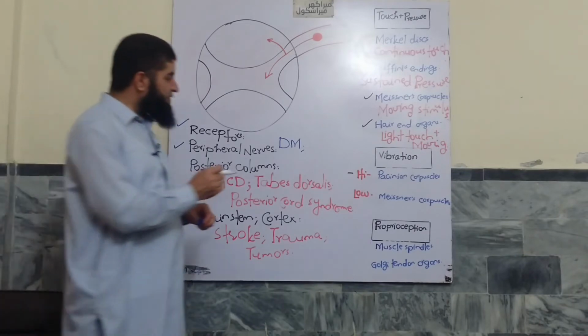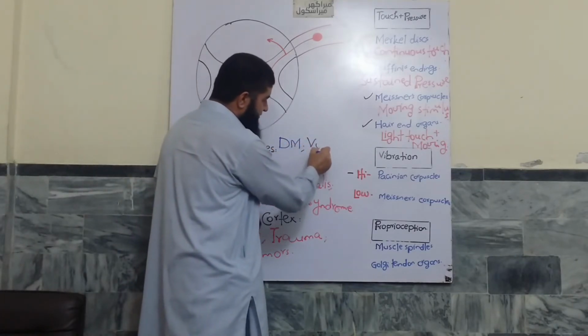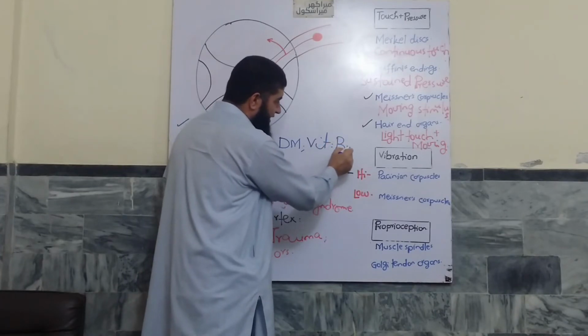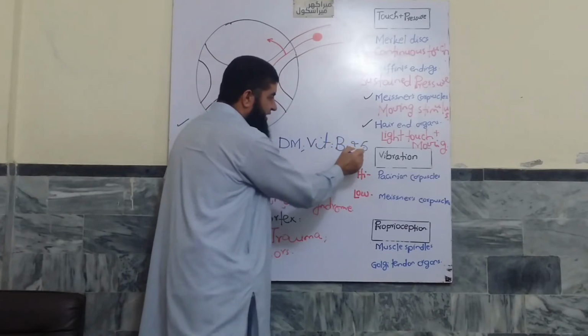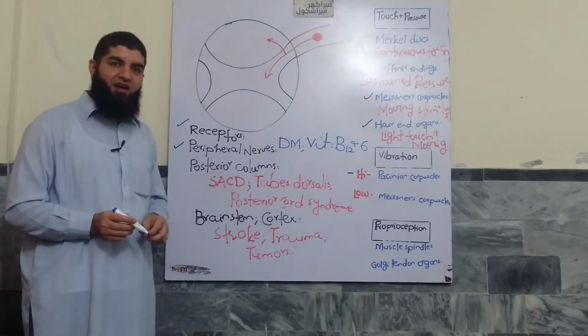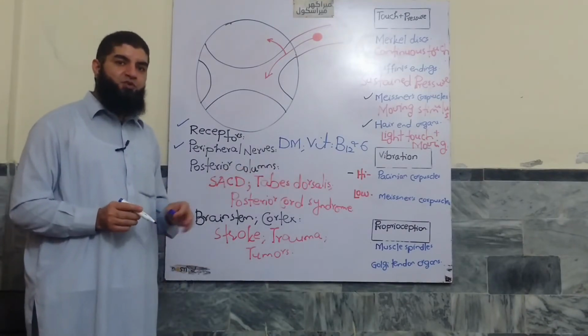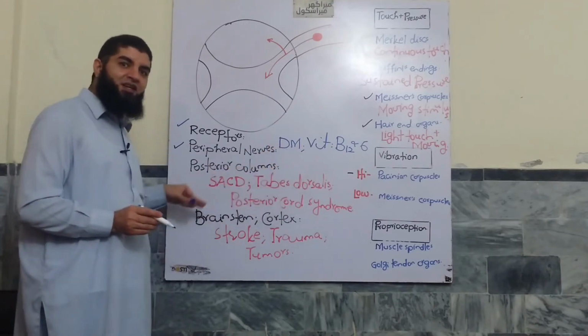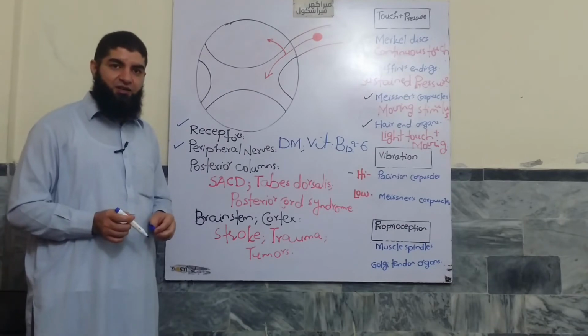Similarly, deficiencies of multiple vitamins, particularly vitamin B12 and B6, may cause problems with the peripheral nerves and therefore problems with transmission of sensory information from receptors to the spinal cord.